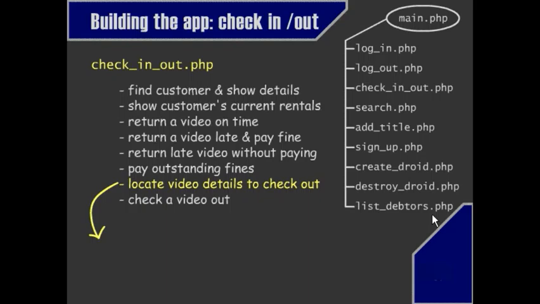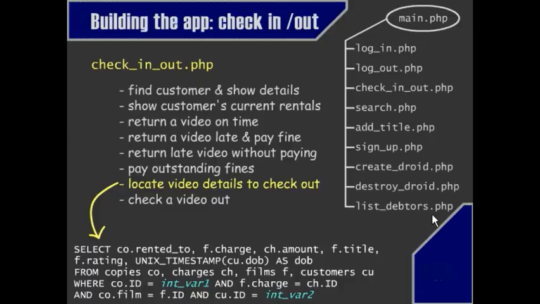We also need to be able to locate video details in order to check out. To do this, we pull out from the copies table, the charges table, the films, and the customers table. And again, we're using a Unix timestamp function, and this is to get the customer's date of birth. This allows us to make sure that the customer is getting out a video that's suitable for their age group.